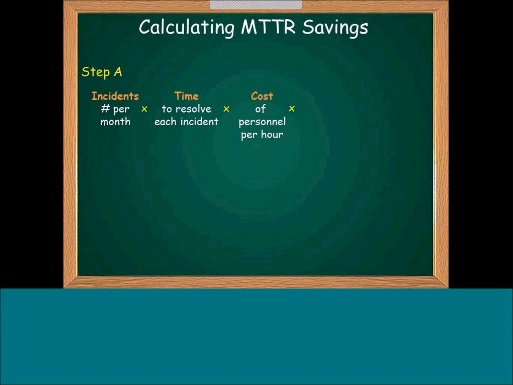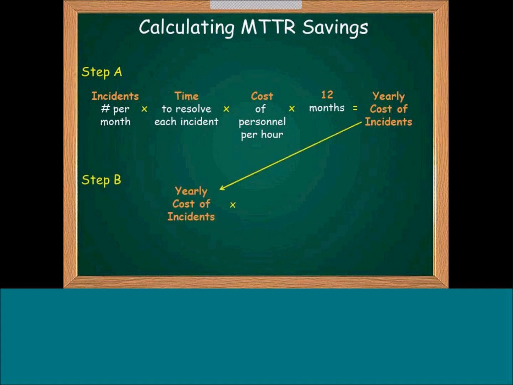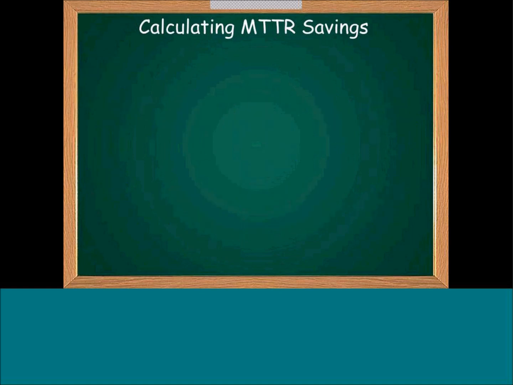Then we take that and we figure out the average cost of personnel per hour to remediate the incident, and we multiply that by 12 months. And that yields our yearly cost of incidents. Then we take that and plug that into the first variable in step B, yearly cost of incidents, and we multiply that out by the reduced time it takes to resolve those incidents as a percentage due to automation. So that will yield our yearly savings. So let's go ahead and walk through an example.